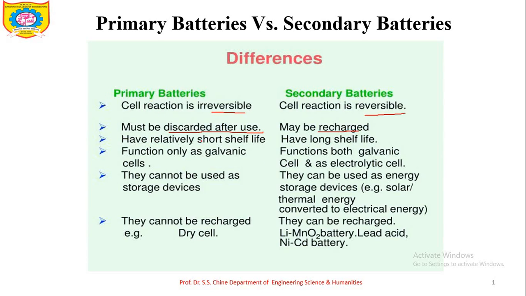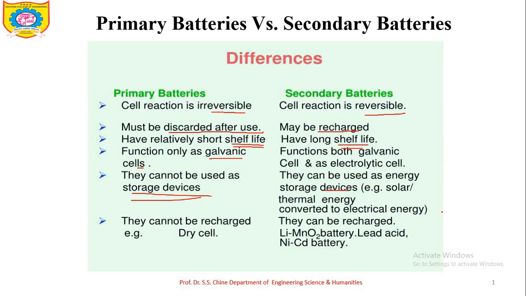Primary batteries have a relatively short shelf life, whereas secondary batteries have a long shelf life. Primary batteries function only as a galvanic cell, whereas secondary batteries can function as both a galvanic and an electrolytic cell. Primary batteries cannot be used as storage devices, whereas secondary batteries can be used as energy storage devices.